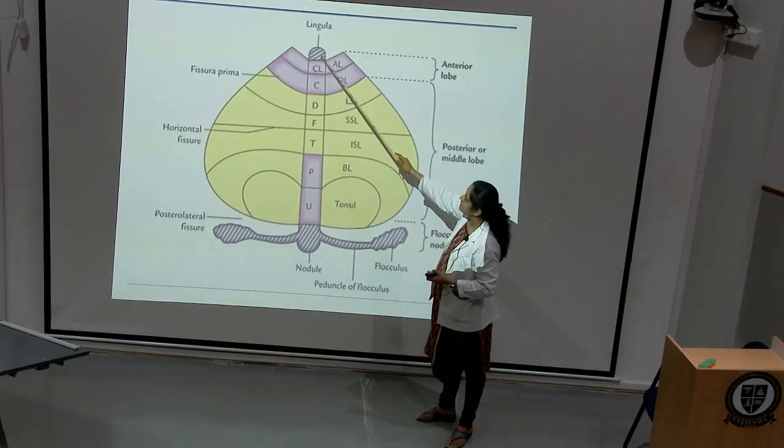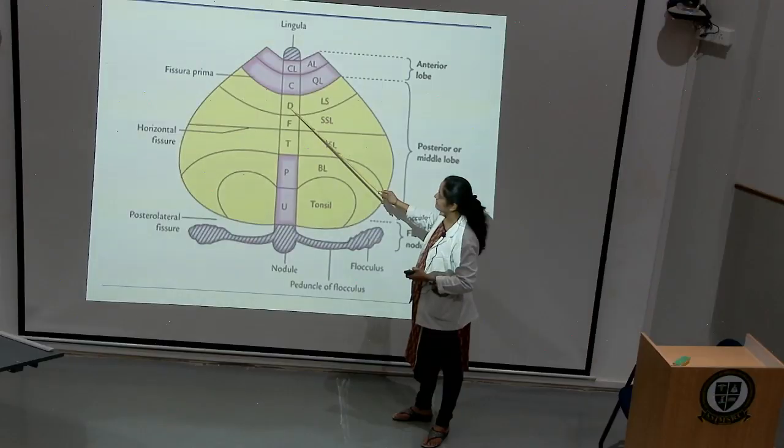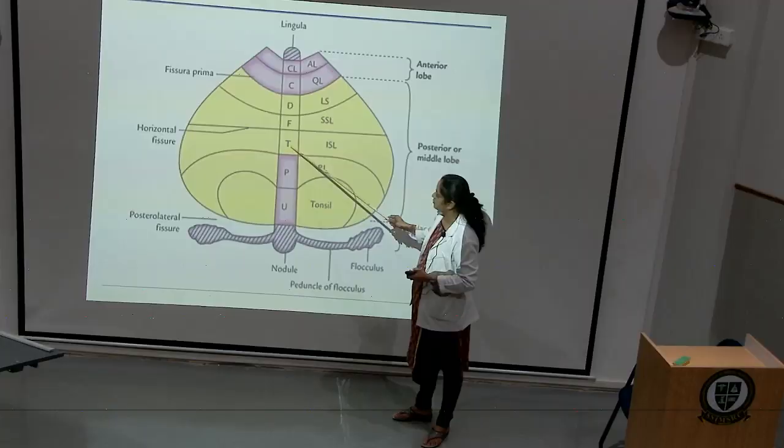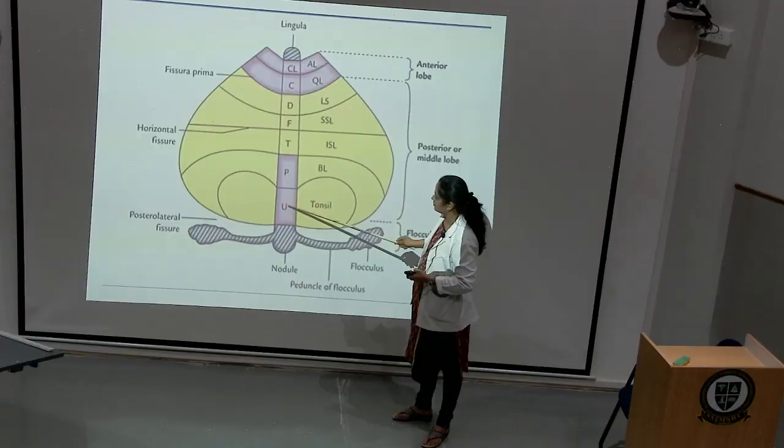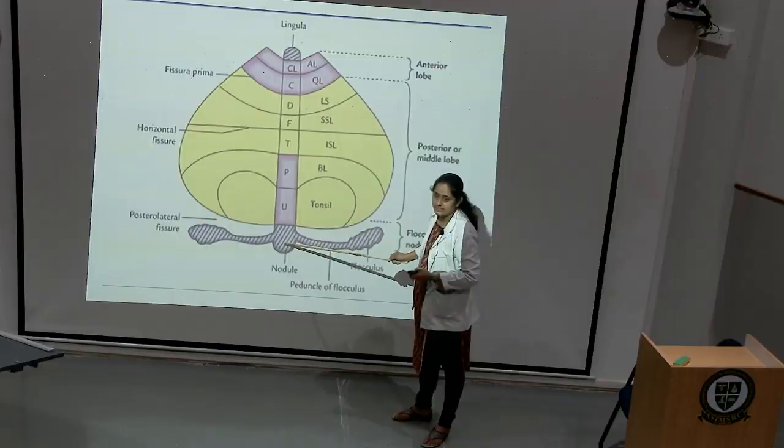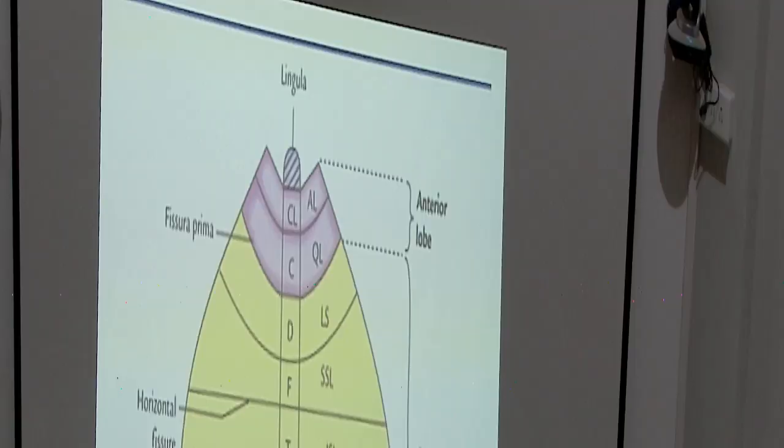So in the vermis, from above downwards, this is the lingula, this is the central lobule, this is the culmen, declive, folium, tuber, pyramid, uvula and nodule. These are the subdivisions which are present on the vermis.